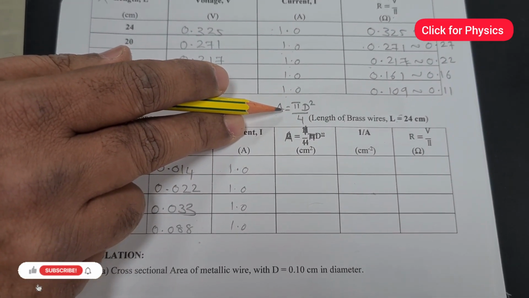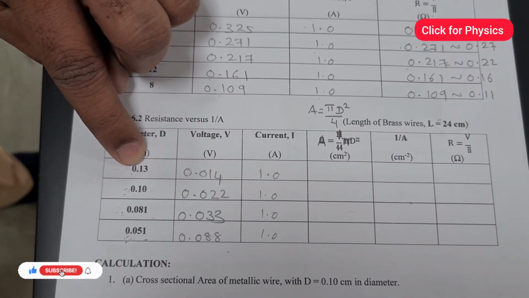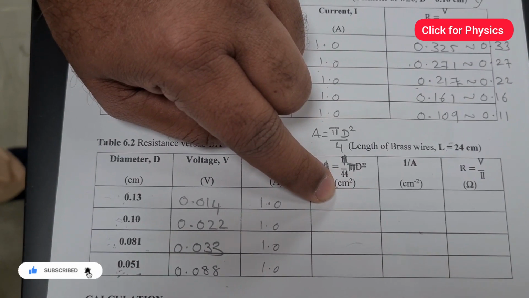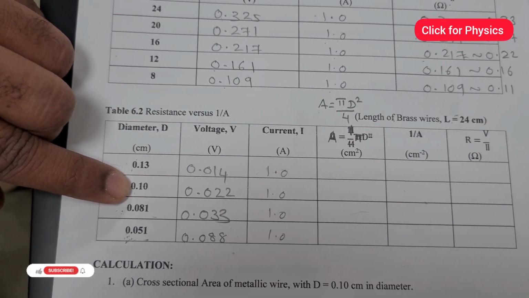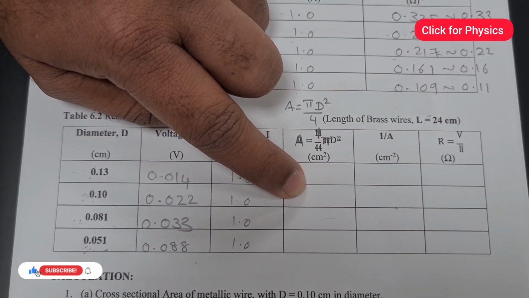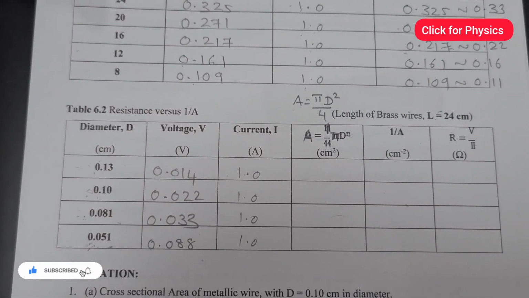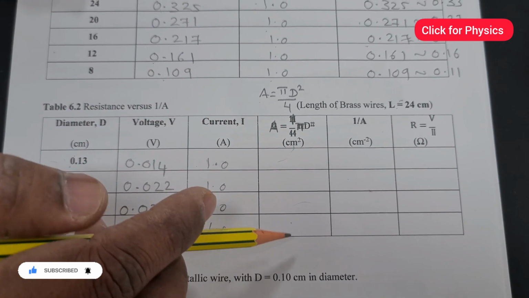So it's very easy. What you have to do, take the diameter which value is 0.13 and use the value of the diameter and complete the answer. And for the second diameter, you have to substitute the value of the diameter here as 0.10 and complete the second one. So likewise, you have to find its respective area for a different diameter and by that you have to complete this table.